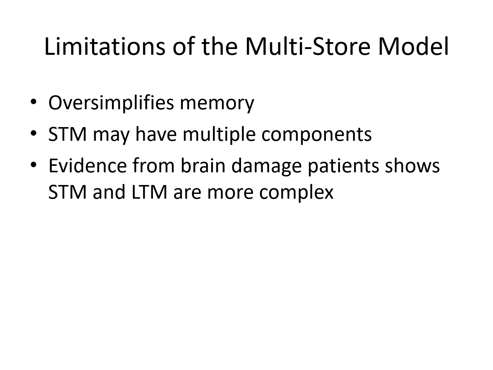And then we've got limitations of the multi-store model. It oversimplifies it. Short-term memory may have multiple components, and there is evidence from brain damage patients, for example, KF. After his brain injury, his verbal short-term memory was impaired, but his visual short-term memory remained intact. So it suggests that the short-term memory store isn't just a single store, it's got multiple stores inside that store.